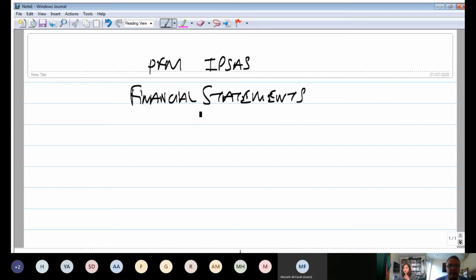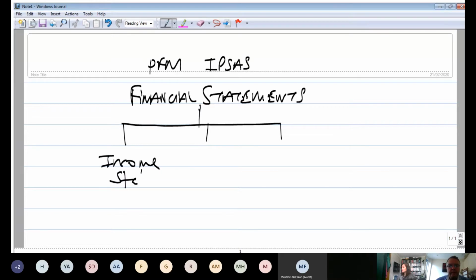Okay. So when we talk about financial statements, we're basically talking about three main financial statements. I'm going to use the official terms, and then we can adopt them to your own terms as we go along. Okay. So basically, we have the income statement. We have the statement of financial position. So I made it writing a bit tidier. My apologies. My dreadful handwriting there.